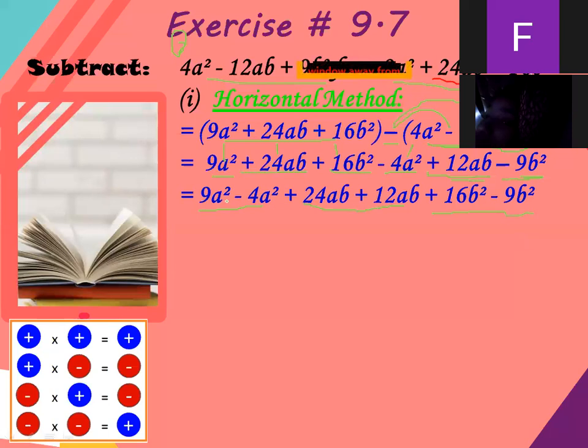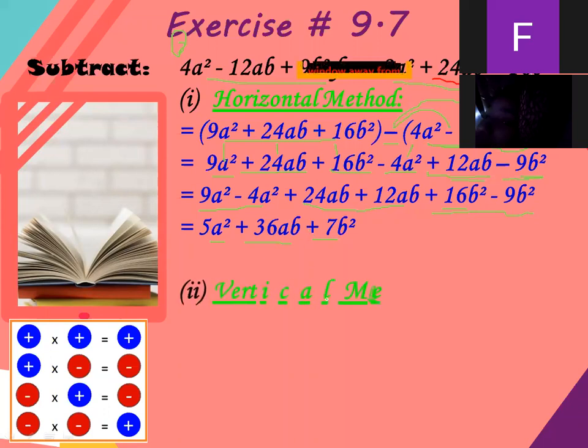Okay, plus minus means minus. So 9 minus 4, what will it become? It will become 5a squared, and plus 24 plus 12ab, it will become plus 36ab, and plus 16b squared minus 9b squared, it will become plus 7b squared. Means plus minus minus, so 16 minus 9, it will become 7b squared. 16 is greater, that's why you will place the sign of plus here. So this is the horizontal method.